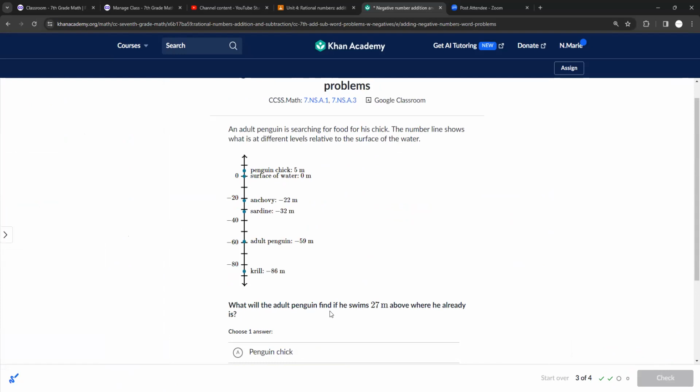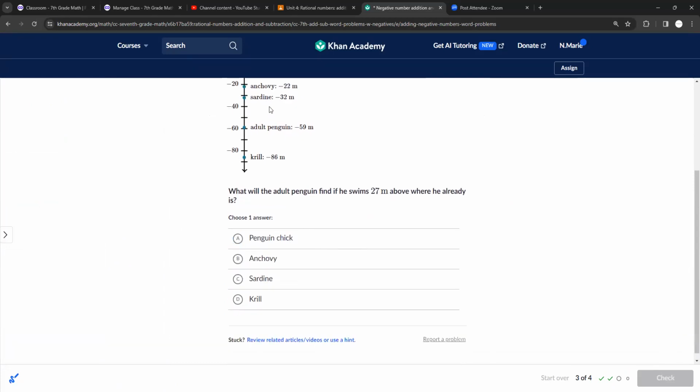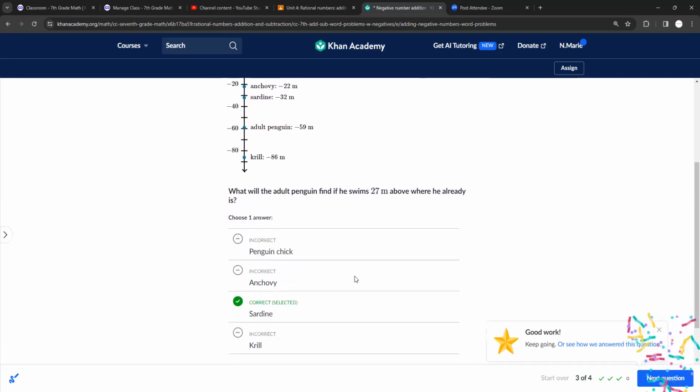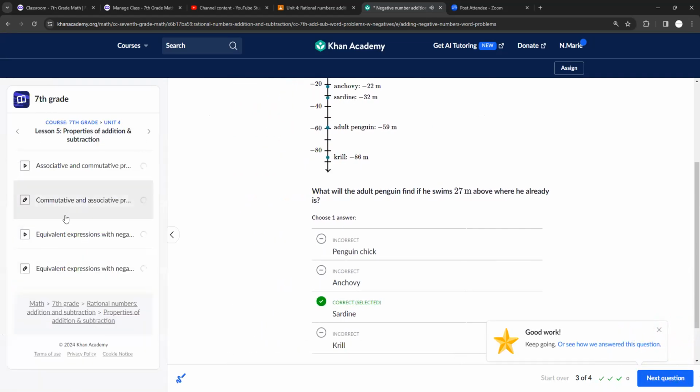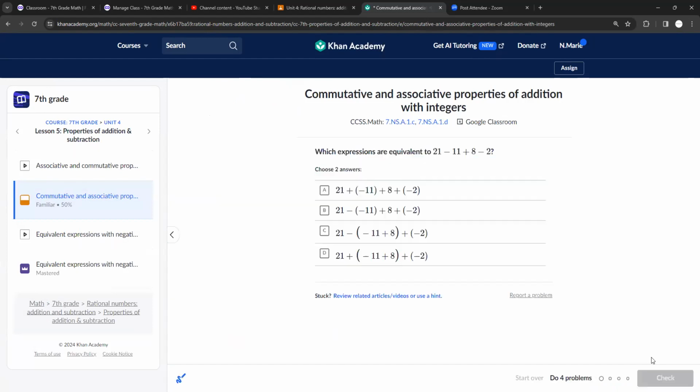What will the adult penguin find if he swims 27 meters above where he is already? Okay, so he's at negative 59, right? So if we added 27 to that, since we're going above, we would be at negative 32. We would be at the sardine. Very simple.